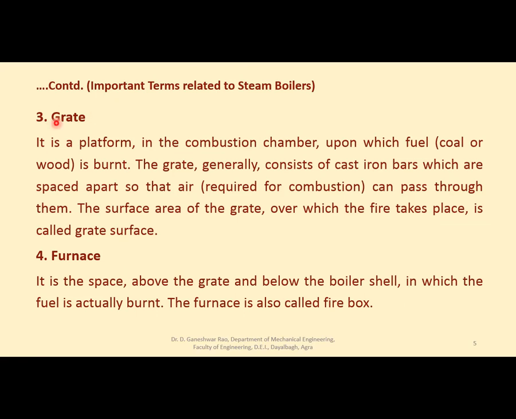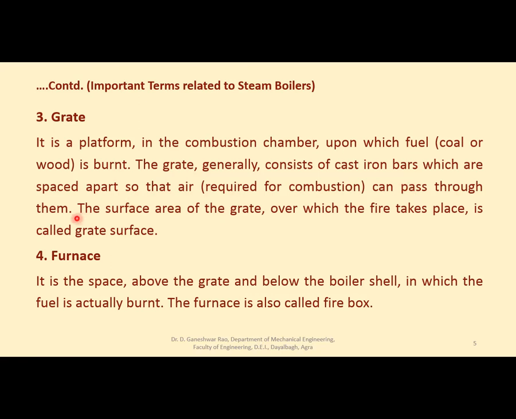Now, another important term is grate. What is grate? It's a platform in the combustion chamber upon which fuel, it may be coal or wood, is burnt, right? So on that platform, you keep the fuel and ignite it so as to perform combustion process. So what is a grate? Generally, it consists of cast iron bars which are spaced apart so that air, which is essential for combustion process, can pass through these bars.